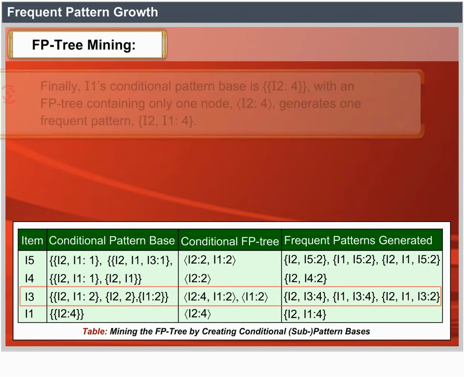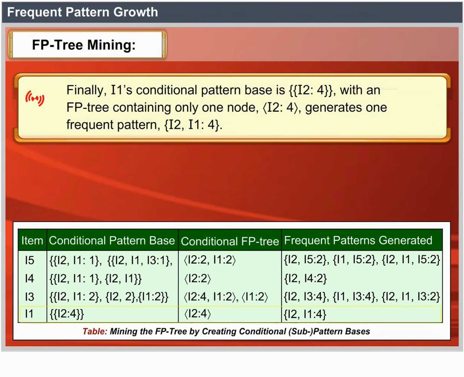Finally, I1's conditional pattern base is I2 support count 4 with an FP tree that contains only one node, I2 support count 4, which generates one frequent pattern, I2, I1 support count 4.